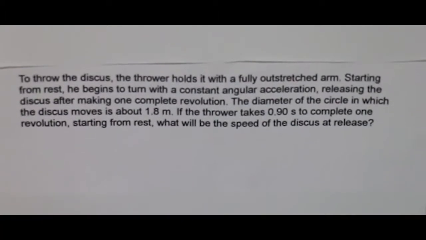So this problem is a little tricky. It says to throw a discus, the thrower holds it with a fully outstretched arm. Starting from rest, he begins to turn with a constant acceleration, releasing the discus after making one complete revolution. The diameter of the circle in which the discus moves is about 1.8 meters. If the thrower takes 0.9 seconds to complete one revolution starting from rest, what will the speed of the discus at release be?